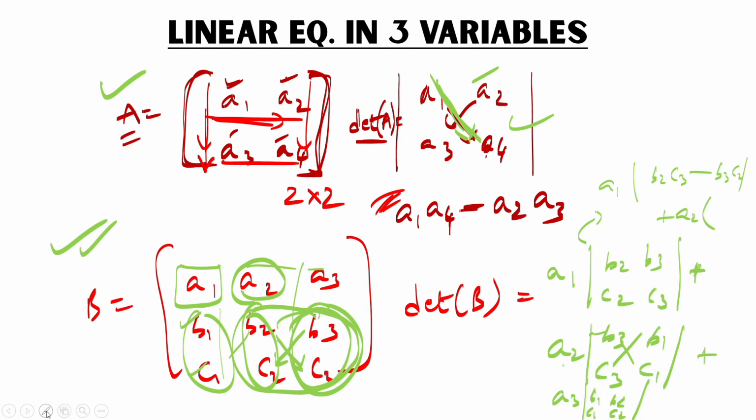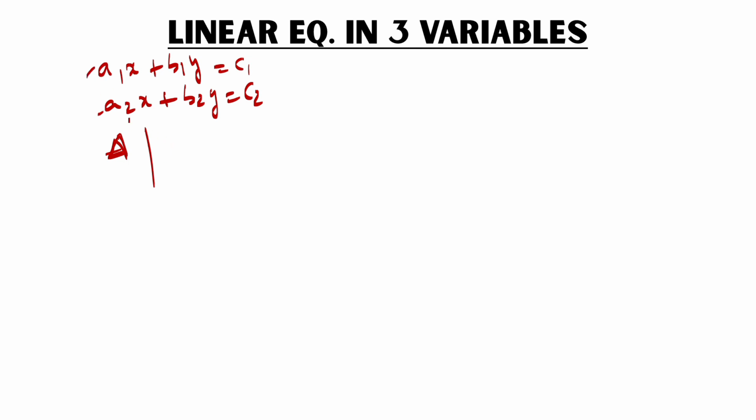I will just summarize what we have learned here. See, let us take the case of two variables. If we have a1x plus b1y is equal to c1 and a2x plus b2y is equal to c2, these two are linear equations. Now if we want to find out the determinant, then we can find it like this: a1, a2, b1, b2. So just take the coefficients of x and y. What is delta x?